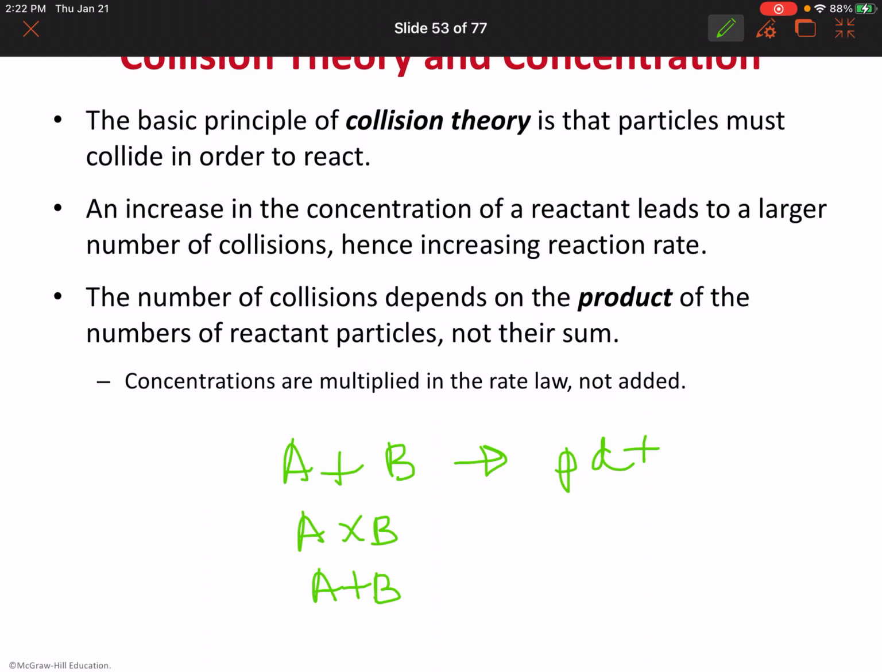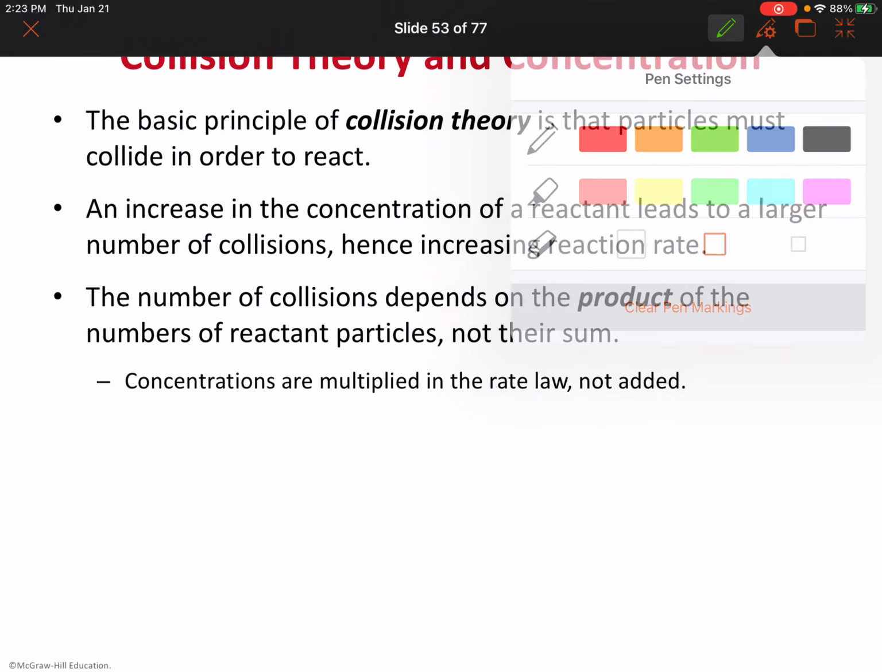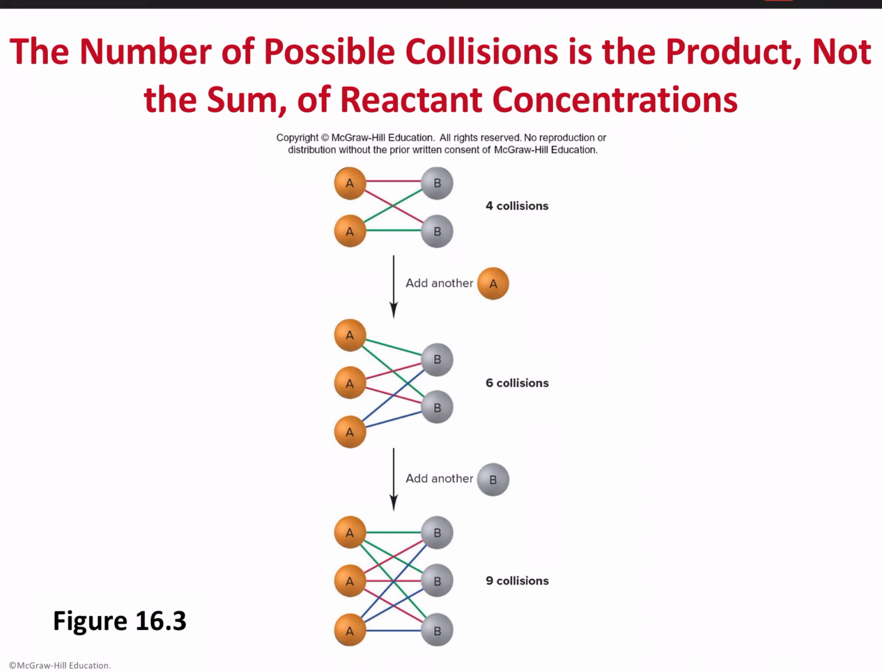Okay, the number of collisions depends on the product of the numbers of reactant particles, not their sum. Concentrations are multiplied in the rate law, not added. Remember the rate law, we write rate equals k[A][B]. So the concentrations are multiplied. That's what product means. We are not adding A plus B in the rate law. Okay, like this. The number of possible collisions is the product, not the sum, of reactant concentrations.